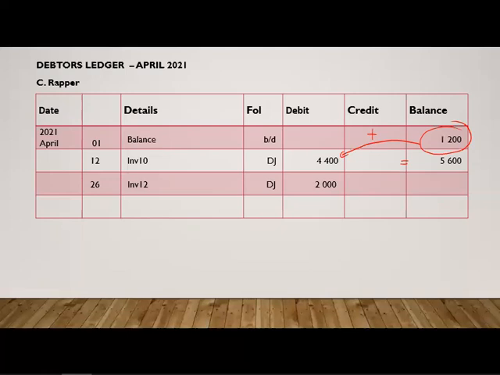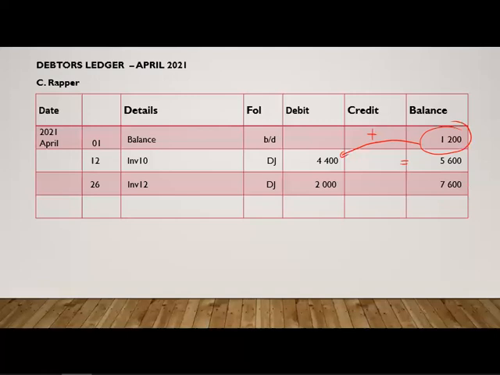Whenever the debtor buys from us, it will be recorded on the debit side. And whenever they pay us or when they return goods, that amount will be recorded on the credit side. Okay, so now the new balance that C Repa will be owing us will be 5,600 plus 2,000. So you will add these two amounts, and the new balance will be 7,600.